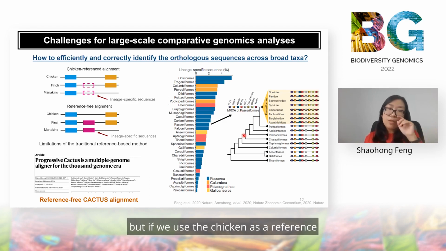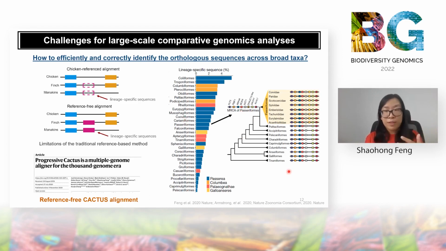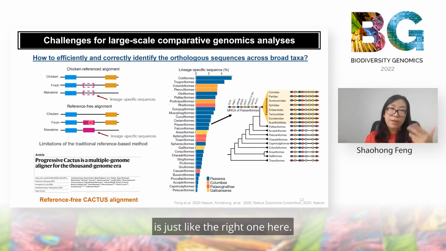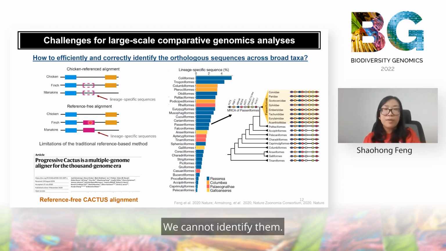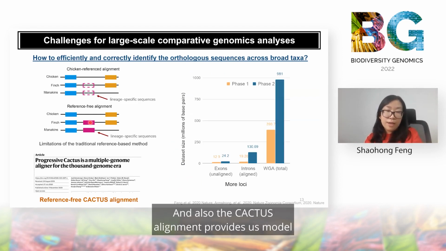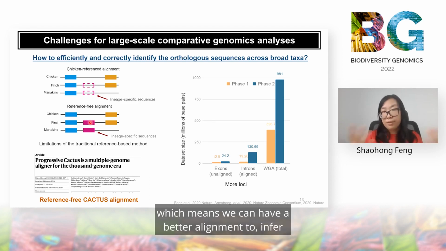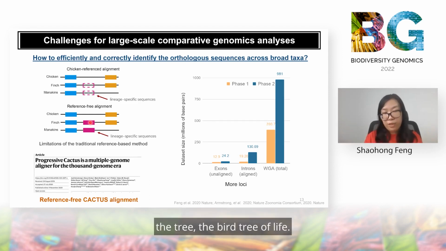But if we use the chicken as a reference, we cannot find it, because the yellow box in here is just like the right one in here. We cannot identify them. And also the curators' alignment provides us more loci when building the trees, which means we can have a better alignment to infer the bird tree of life.